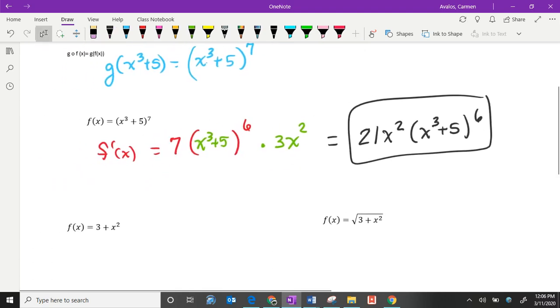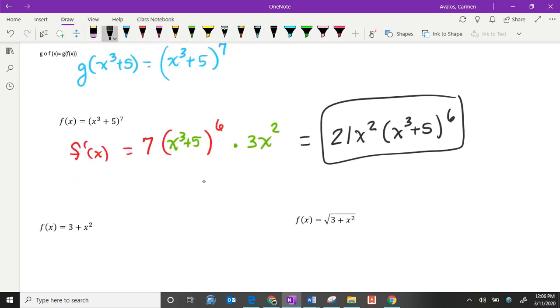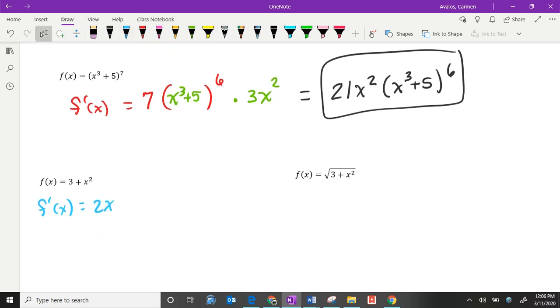Let's do a couple of other ones. Here, there is no inside function or outside function. This here is just one term, a constant, and a polynomial. So if I am going to take the derivative of that, this f prime of x is just going to be 2x. Okay, so we're just taking the derivative of that.